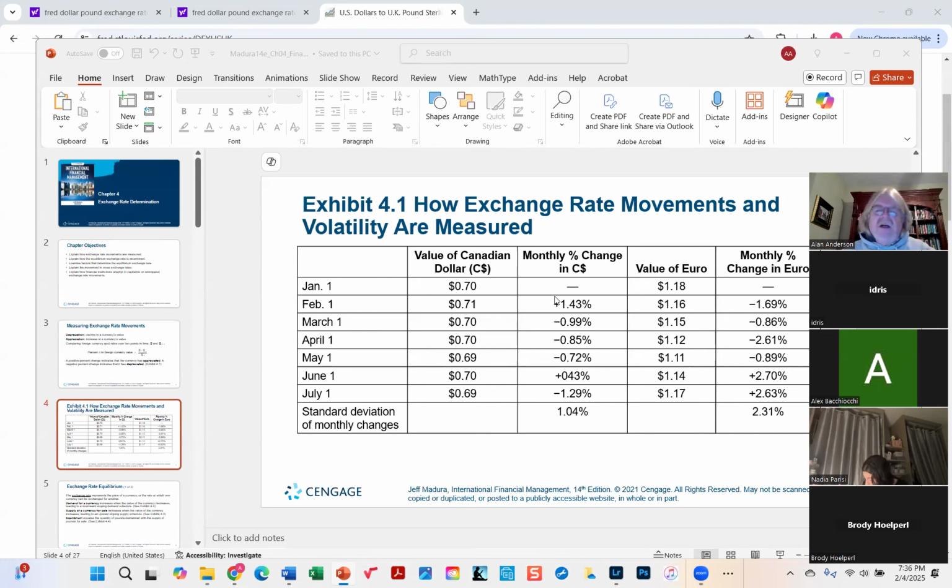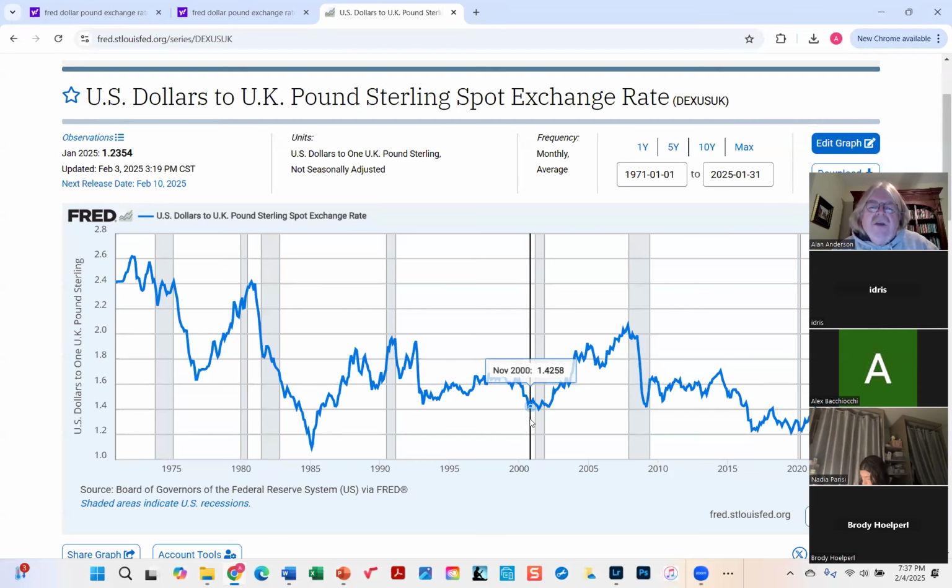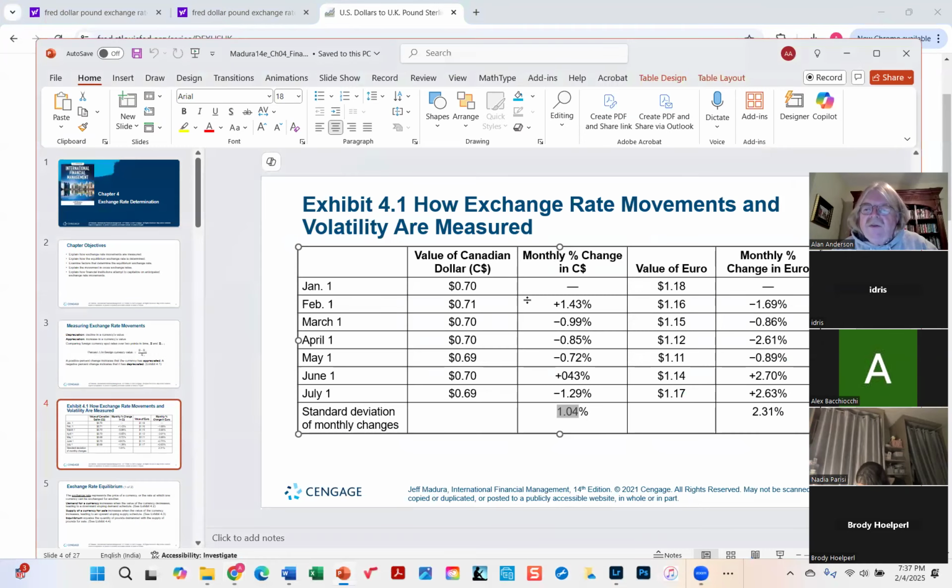Okay, so for example, the changes in the US Canadian dollar exchange rate had a standard deviation of about 1.04%, whereas the dollar versus the euro is about 2.31%. So that just simply means that that exchange rate pair, dollars per euro, is much more volatile than this one. Okay, so in other words, if you can imagine drawing a graph for the two, in fact, we might as well do that right now.